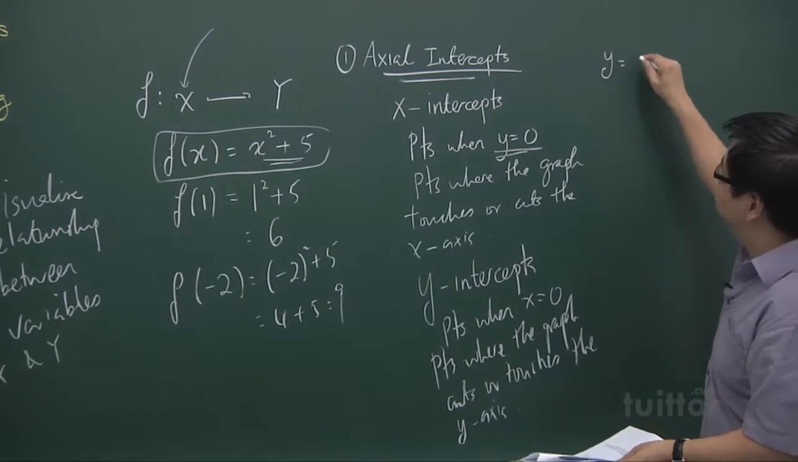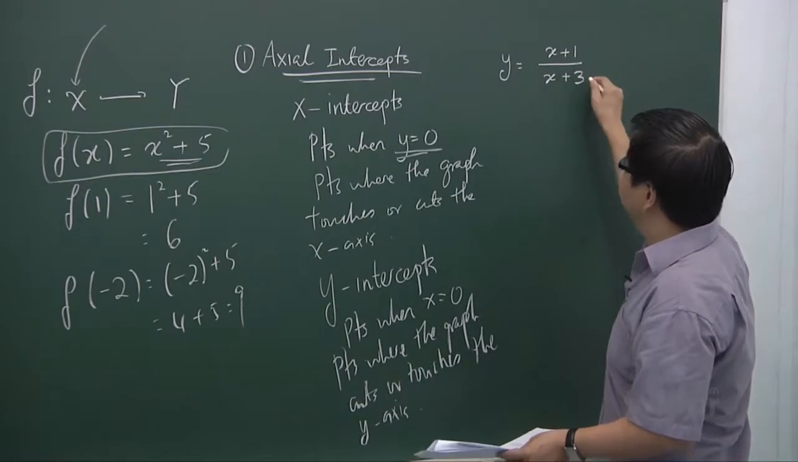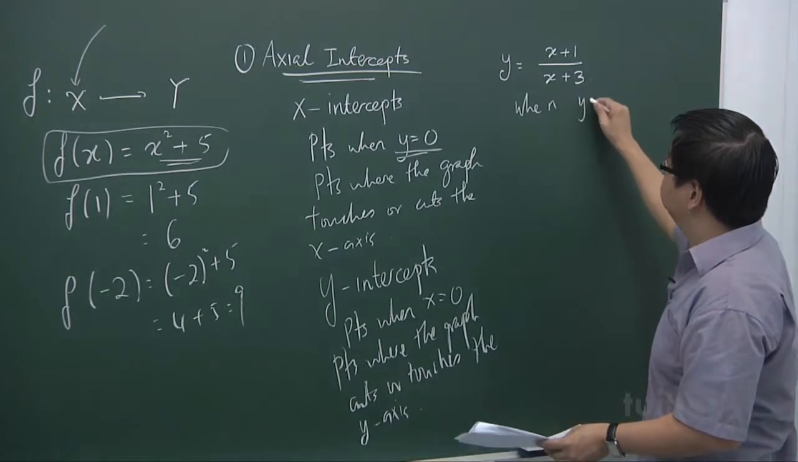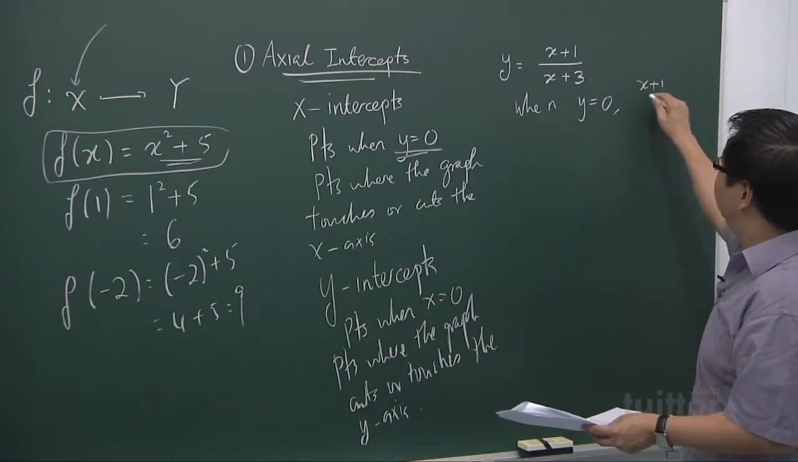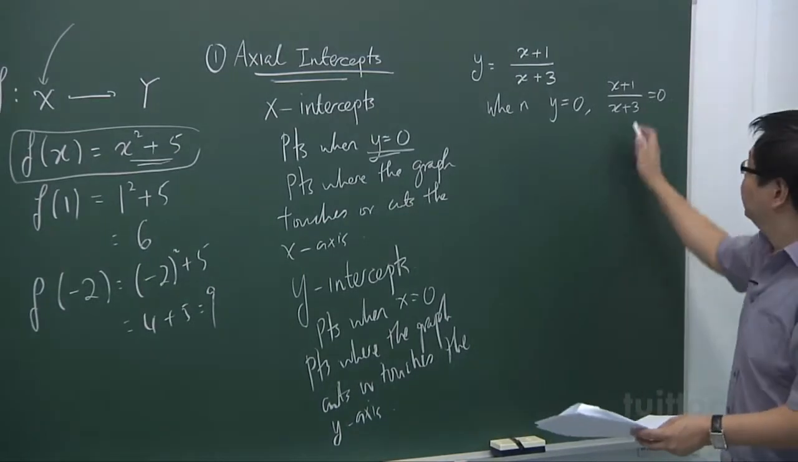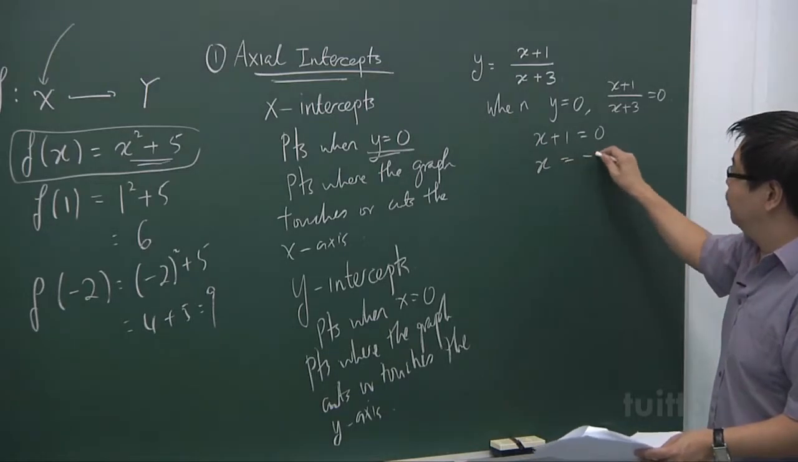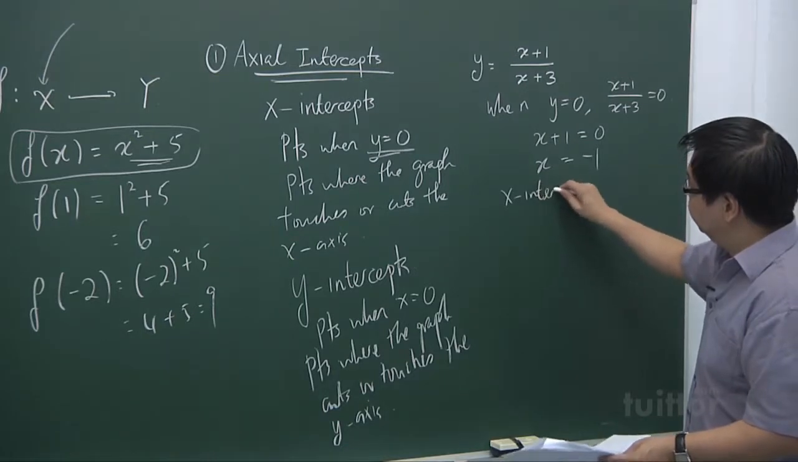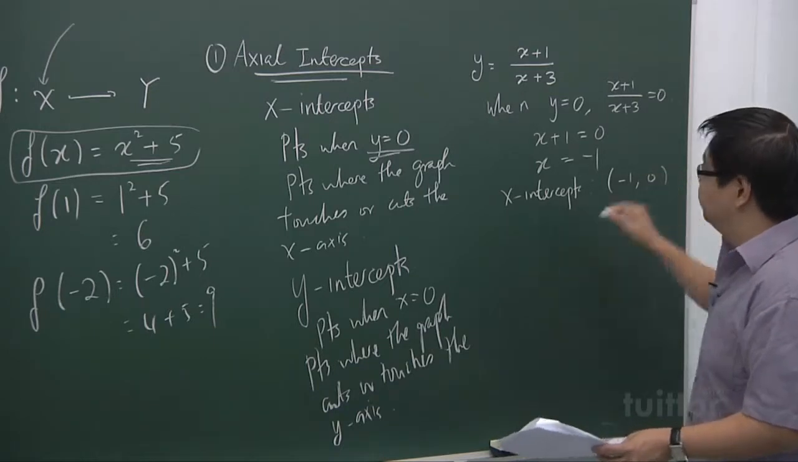Suppose y is given by (x plus 1) over (x plus 3). Now if I let y be equal to 0 to find the x-intercepts, that means (x plus 1) over (x plus 3) will be equal to 0. If you multiply throughout by x plus 3, you'll get x plus 1 equals 0, and hence x equals minus 1. So we say that the x-intercept in this case will be (minus 1, 0).